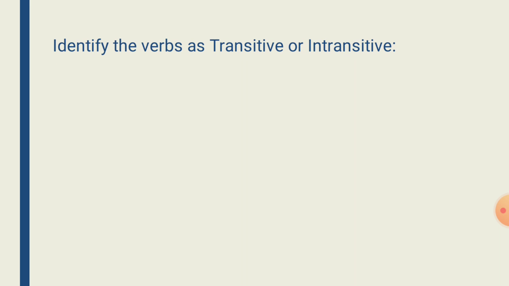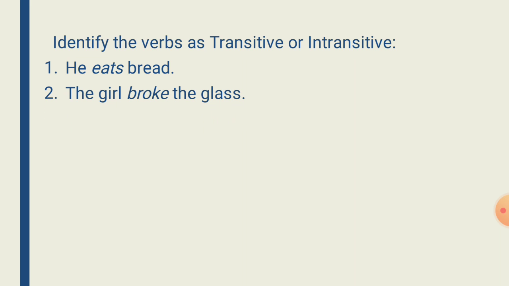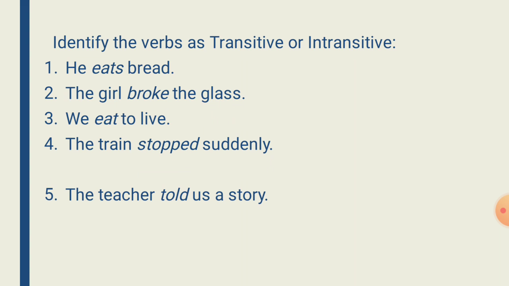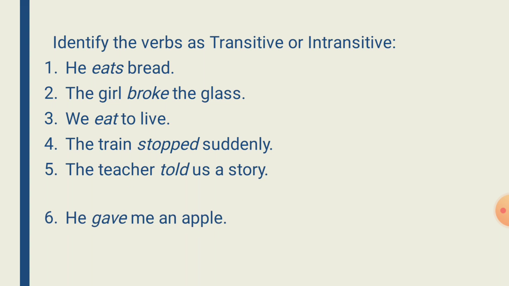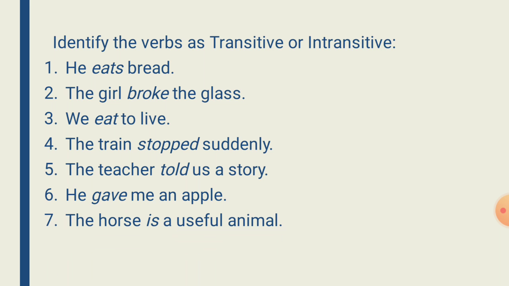To make the concept clear, I have given here an exercise. Let's see this exercise. First one, he eats bread. The girl broke the glass. We eat to live. The train stopped suddenly. The teacher told us a story. He gave me an apple. The horse is a useful animal. The door soon opened. You have to read all these sentences and try to find out the verb first. And after that, you should see whether any object is present there or not.